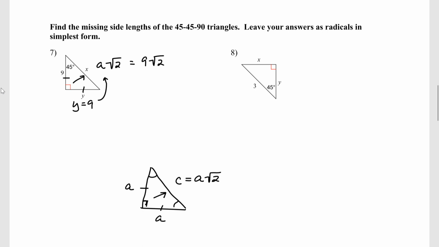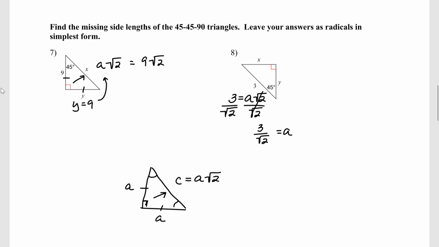Okay. Now let's take a look at what happens if we had the hypotenuse as my given information. So it's saying that my hypotenuse is 3, which means that this 3 is equal to A root 2. So in order to solve for A, my two legs here of X and Y, all I have to do is go ahead and divide by my square root of 2. Okay, remembering again that this was multiplication, that's why we're dividing. So my A, my leg, can be 3 over root 2.